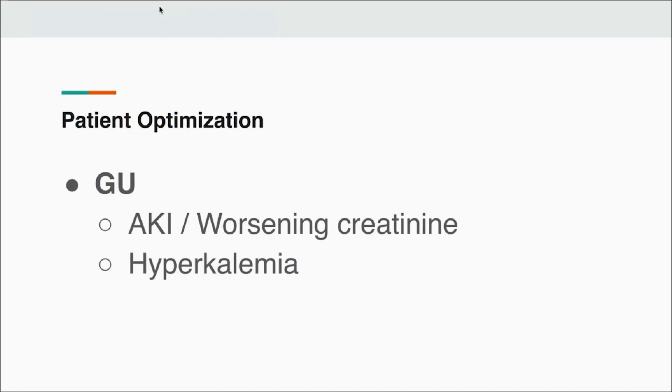When we look at their GU system, I want to know if the patient's making urine, if they've had recent labs, and if their creatinine is normal or elevated, and if it's elevated, is it getting worse? If a patient is not making urine, is having worse kidney function, and we go ahead with an elective procedure, they're obviously at risk for fluid overload and respiratory complications from that.